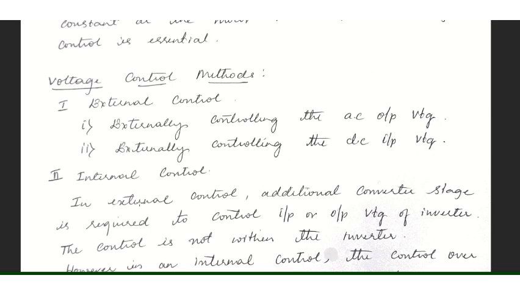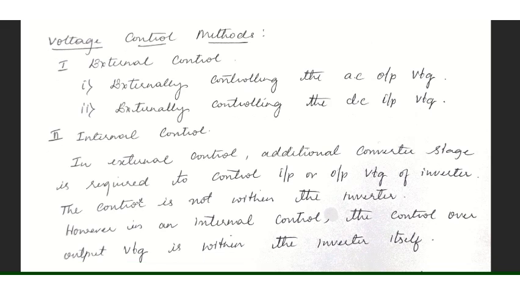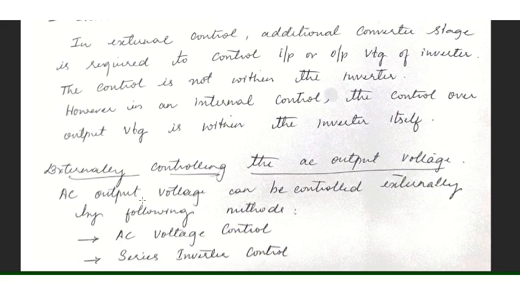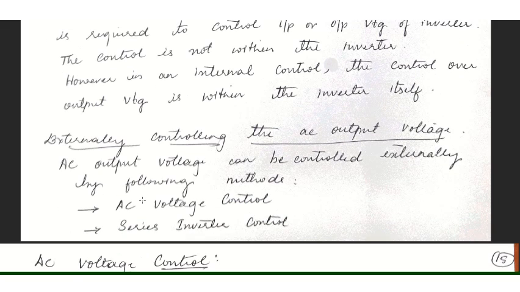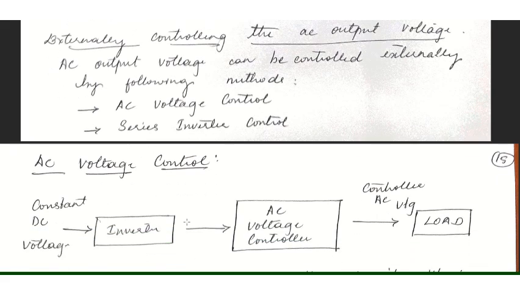The other method is internal control. In internal control, as I mentioned, the inverter circuit itself will be altered or varied or modulated in order to provide the voltage control. So the control of the output voltage is within the inverter here. All right. For externally controlling the AC output voltage, there are two methods: AC voltage control and series inverter.